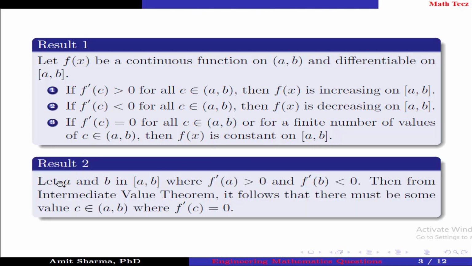Result number 2, let a and b in closed interval ab where f dash a greater than 0 and f dash b less than 0. Then from intermediate value theorem, it follows that there must be some value c belongs to open interval ab where f dash c is 0.